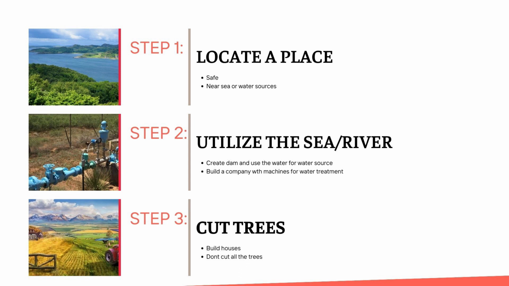And also build a company with machines for water treatment so that the water that will be distributed to the community is clear. Step number 3, cut trees, build houses, but don't cut all the trees because trees are important.